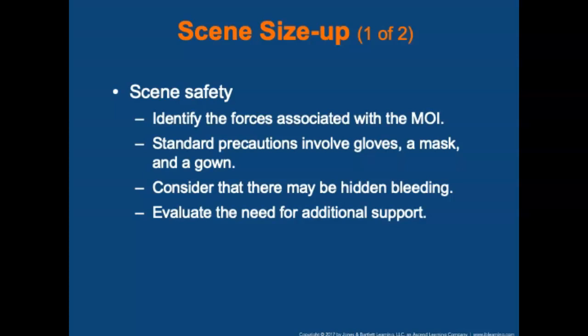Okay, so as always with the patient assessment, the first thing is the scene size-up and scene safety. My information from dispatch is going to indicate the MOI, the number of patients, and any first aid procedures that have been used prior to our arrival. So try to identify the forces associated with this mechanism of injury. As usual, standard precautions may be as simple as gloves, but a mask and a gown may also be necessary. Consider any possibility that there may be hidden bleeding. Evaluate the need for law enforcement as well as advanced life support or additional ambulances.